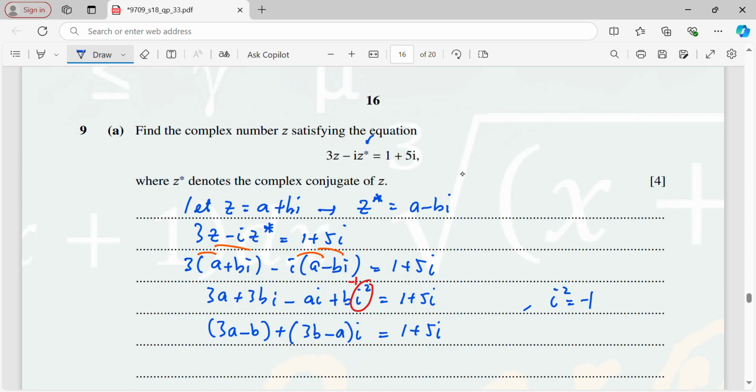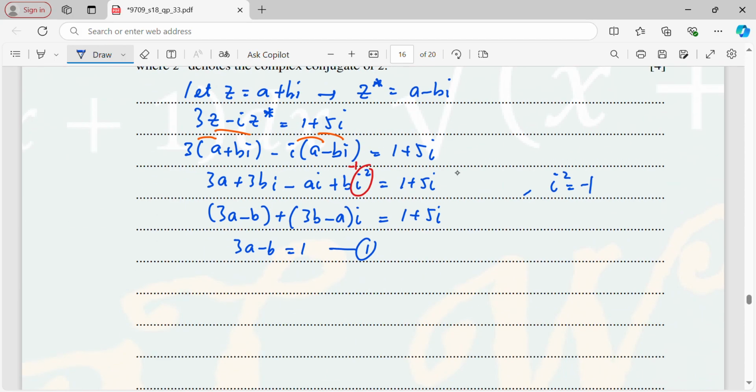So I will be getting 3a minus b is 1, first equation. And then my second equation is 3b minus a equals to 5. Okay, so basically from the first equation, I can get my b. So my b equals to, just move it to the right side and then 1 move to left side, it will be 3a minus 1. I let this be third equation.